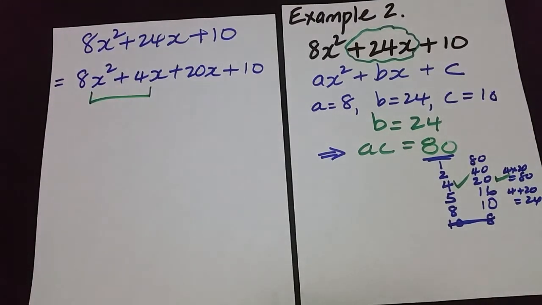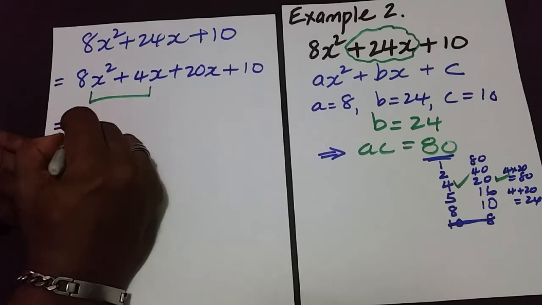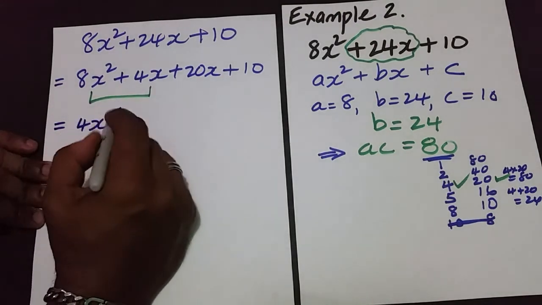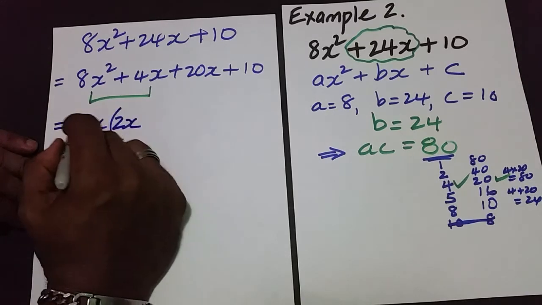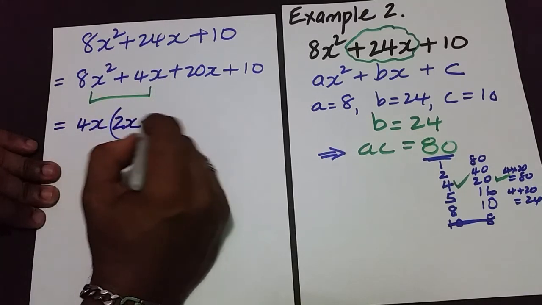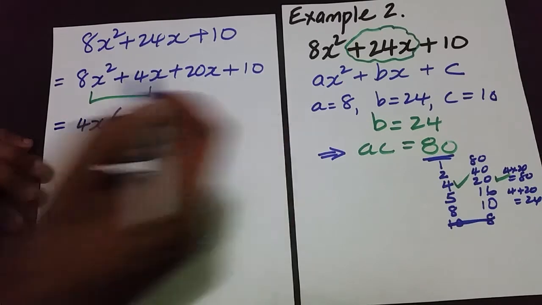So when you look at those 2 terms here, what's common? And you can clearly see that 4x is common. So I'm going to factor out the 4x. 4x times 2x is going to give me 8x squared. And 4x times 1 is going to give me back 4x.